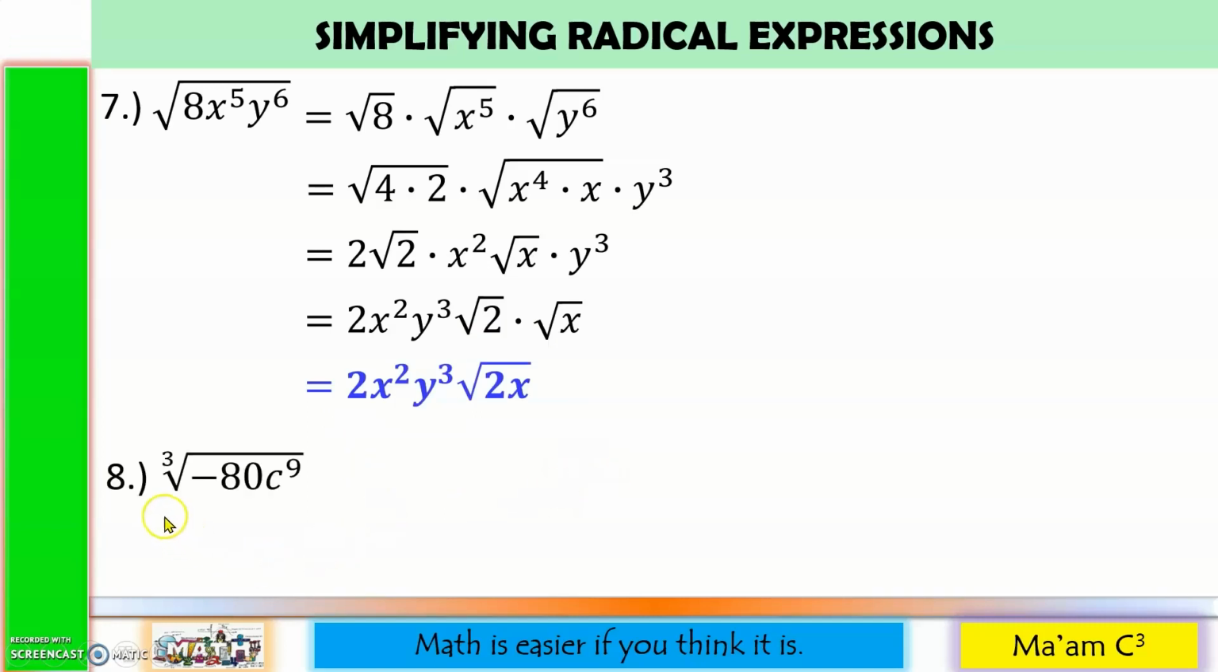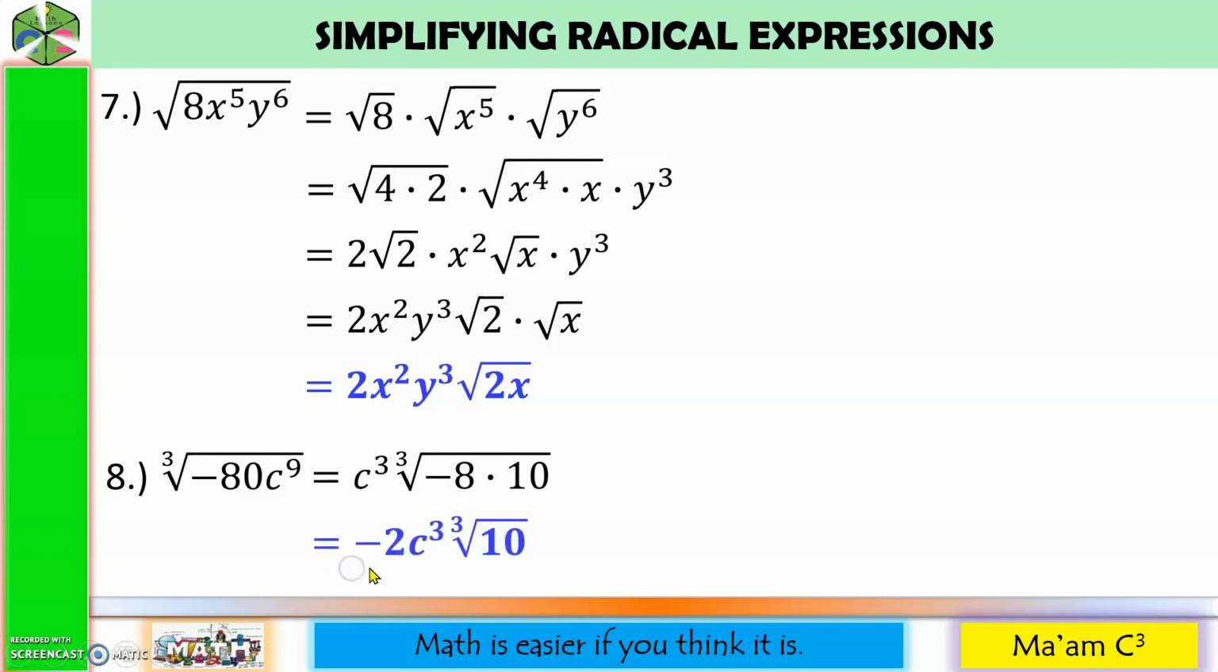Next one. The cube root of negative 80 c to the 9th. 9 divided by 3 is 3. So I could factor out c cubed already. And then I'll rewrite negative 80 as the cube root of negative 8 times 10. And the cube root of negative 8 is negative 2. So I'll factor out negative 2. So I have negative 2 c cubed, then the cube root of 10.